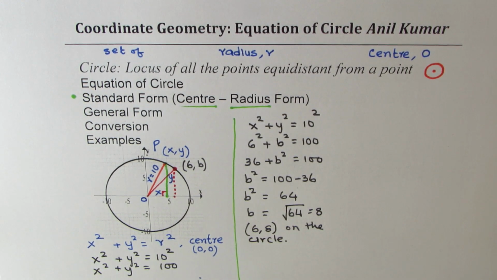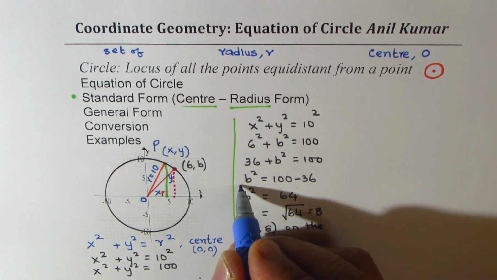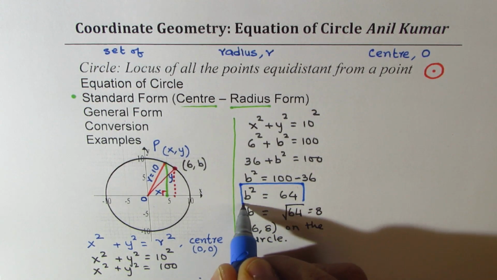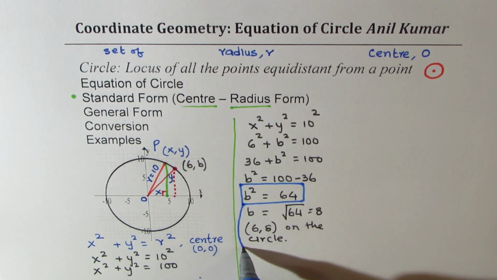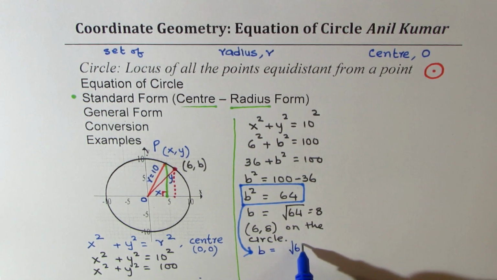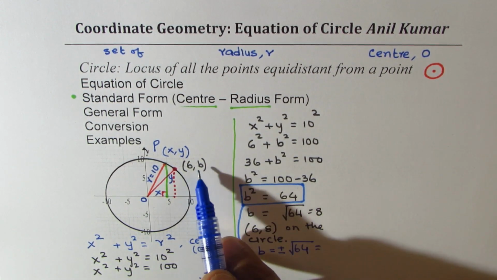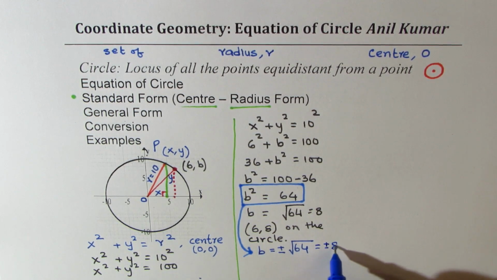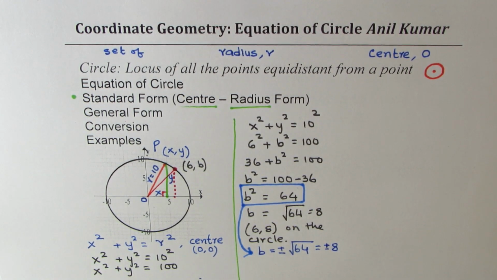Correct? So we can find any point on the circle knowing the x value or even the y value for that matter. Well, let me show you one more thing here. When we said that b square is equal to 64, at this stage, strictly speaking, what is b equal to? B is basically equal to the square root of 64 with both positive and negative values. That means we get two corresponding values for b, plus or minus 8. Do you see that? Does it make sense?